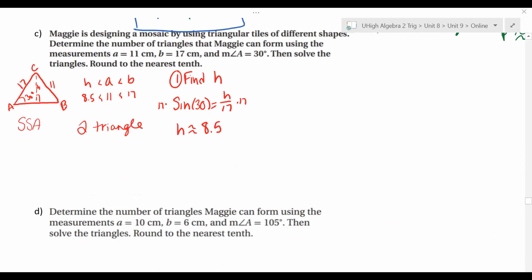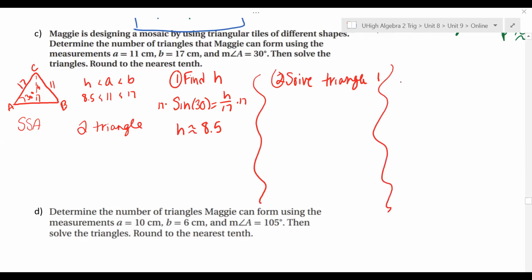So let's go through and talk about how this works. How does it work when I have two possible triangles? So what I'm going to do is I am going to solve the first triangle just like normal. So my step 2 is going to be solve triangle 1. And it's going to be exactly what we did yesterday.